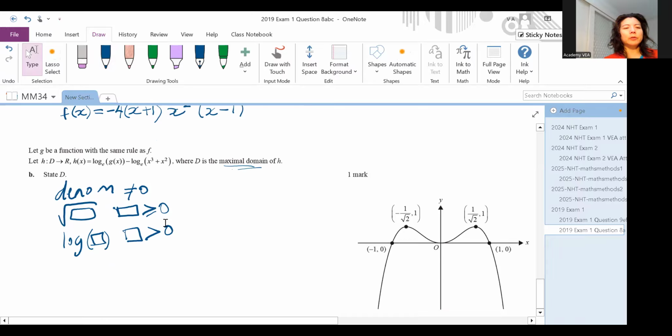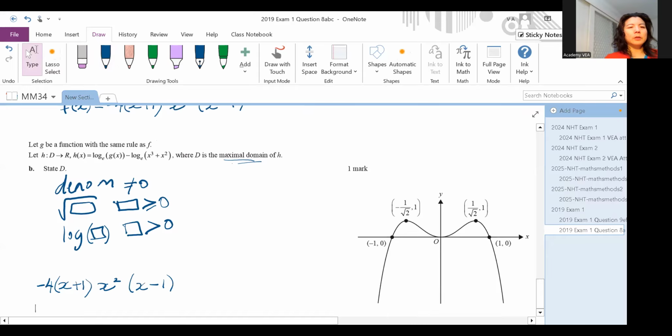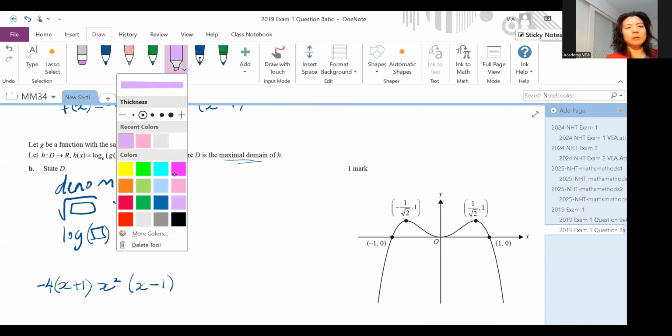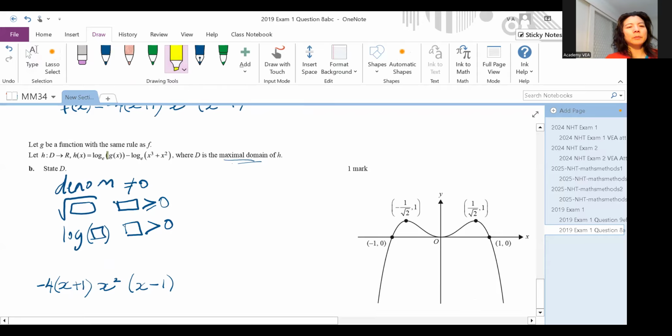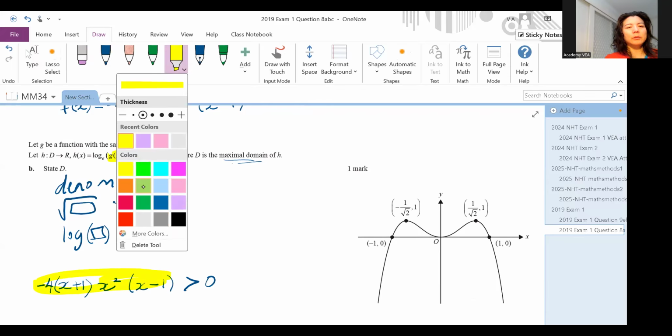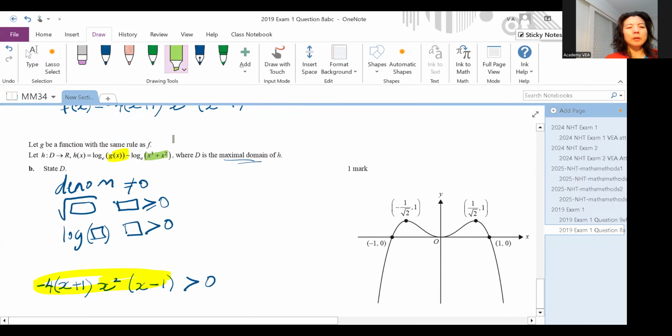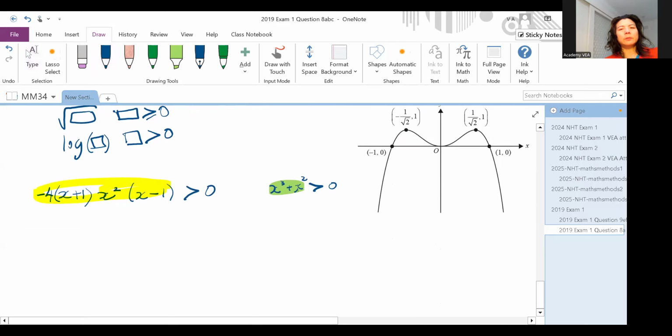So this is your first restriction. The argument inside this log here, which color are we using, yellow, must be positive. And the other one, which one are we doing, this one? This argument must also be positive at the same time. So you're trying to find the overlapping area between the two domains.